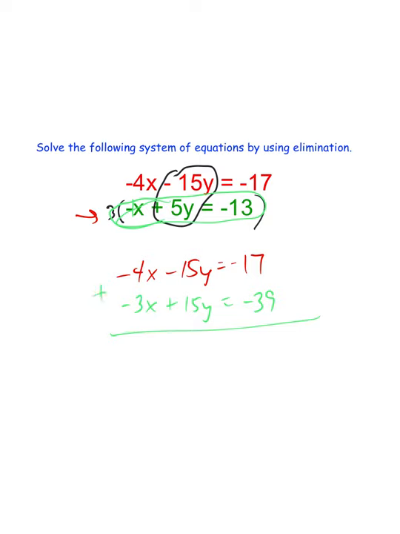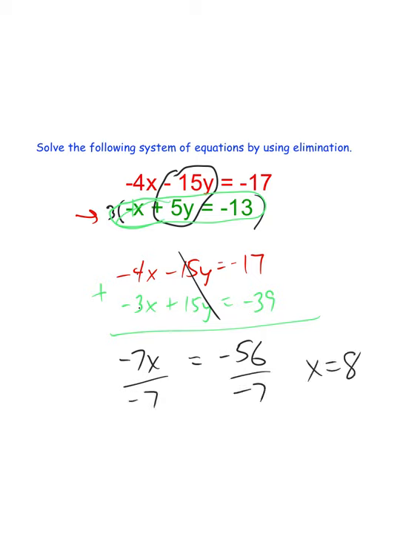And now we can have these offset and solve from there. So we've got negative 4x and negative 3x is a negative 7x. The y's are gone. And we've got negative 17 and negative 39, which is a negative 56. So we divide by the negative 7, and we get x equals 8.